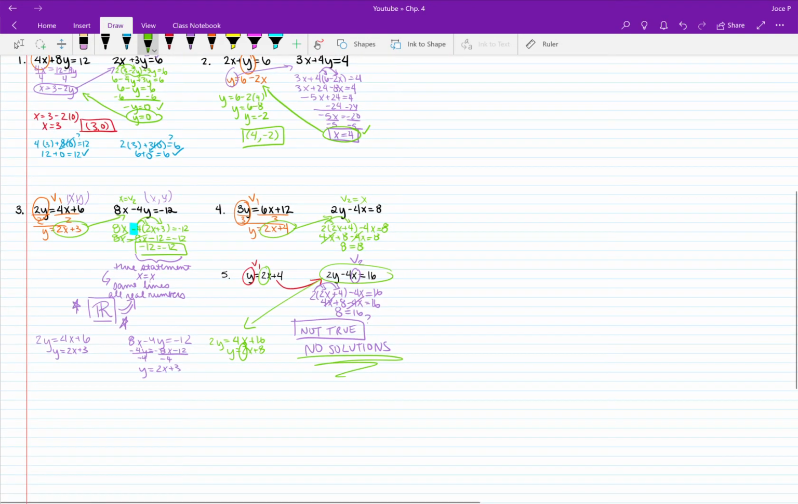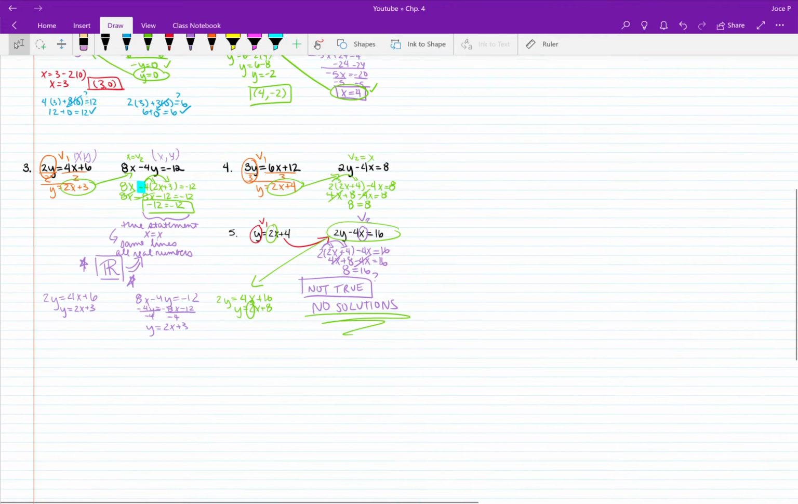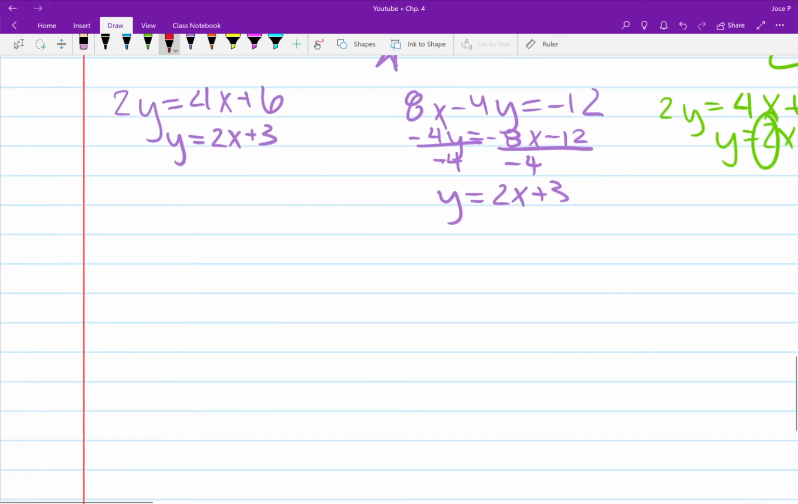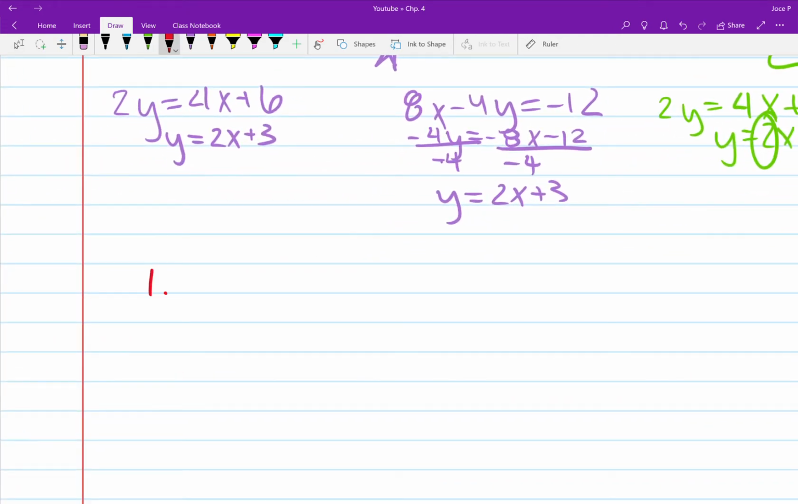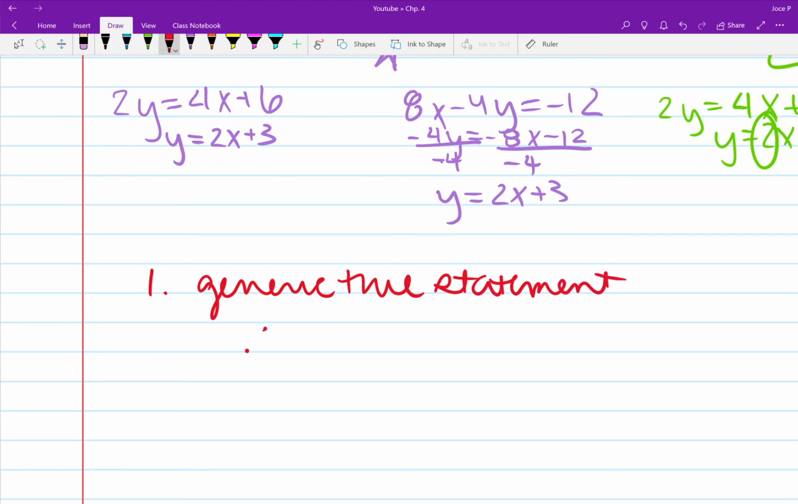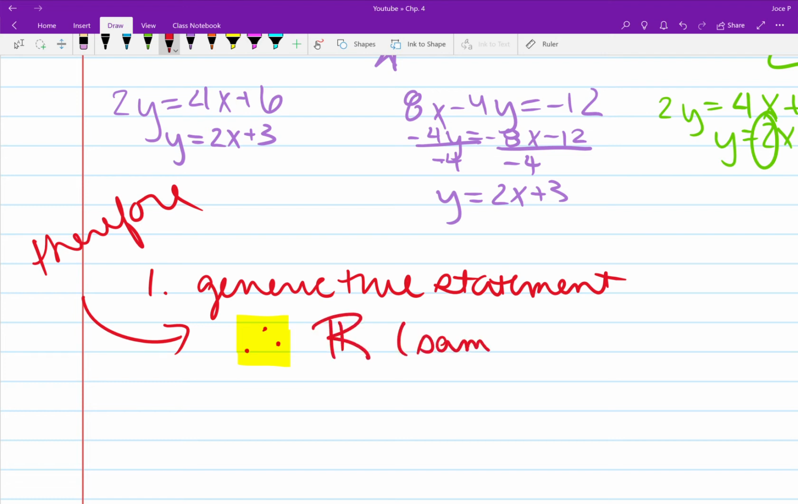So what else can we take out of this lesson besides just substitution method? We can take two things. One, when we're doing substitution method, if we get a generic true statement, that means, therefore, here's one more sign that you guys should know. These 3 dots in a triangle, this means therefore. Therefore, a generic true statement, therefore means that all real solutions, or they are the same line. Look at you guys, learning all this new fancy notation today.